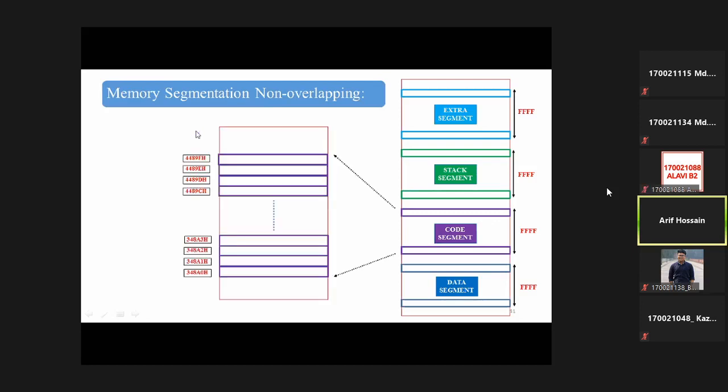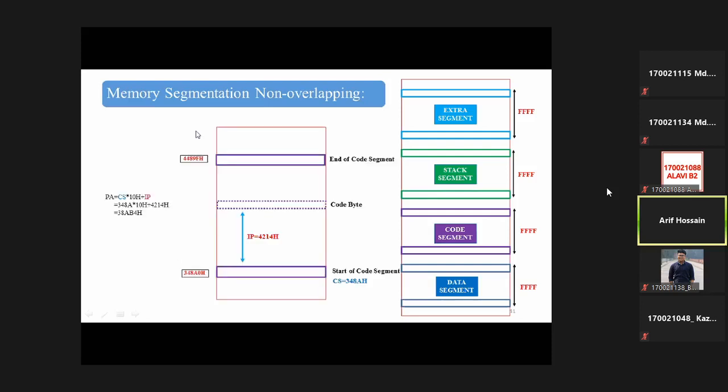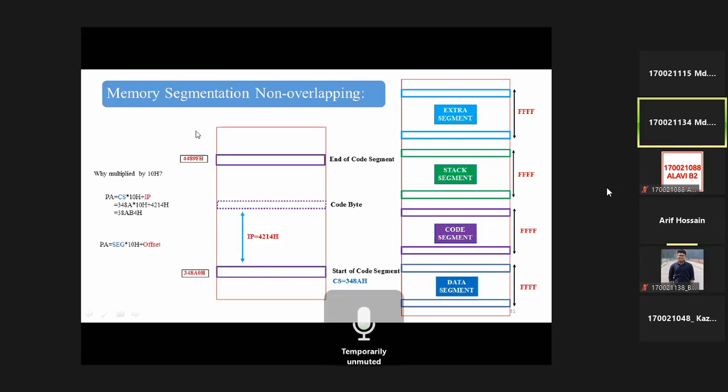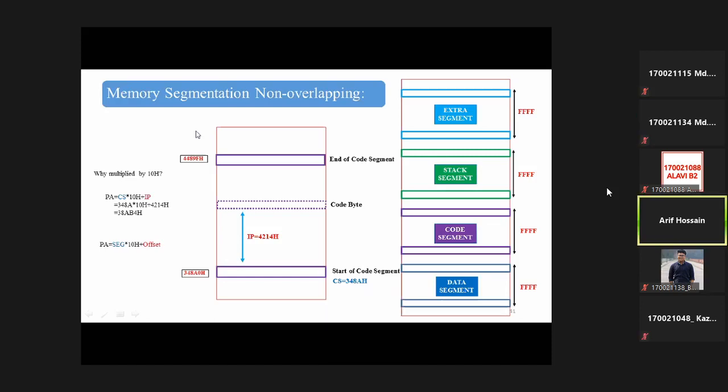So this is the code segment. You already know the size is from 0000 up to FFFFH. You already know how these are arranged, how to find the physical address, and why we multiply by 10h. All these things are clear, I believe. If you still have questions, you can ask. There is no problem with asking questions, even if you think the question is silly. All right, let's move on.